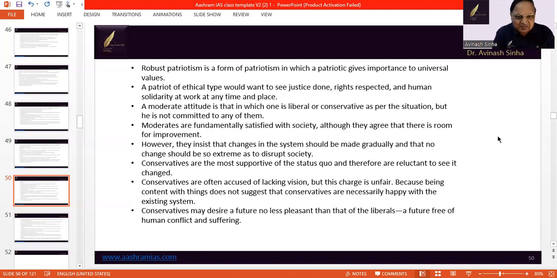Conservatives are often accused of lacking vision, but the charge is not fair. Because being content with things does not suggest that conservatives are necessarily happy with the existing system or existing situation. It's not the case that they are always happy with the present system. Then, why at all are they sticking to the status quo?